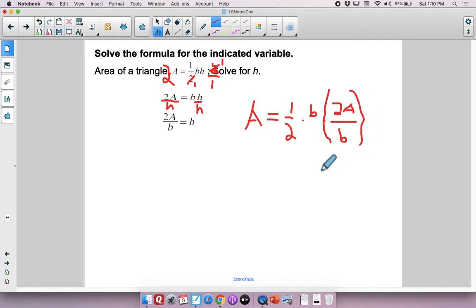But now what? What's going to cancel here? B, b, 2, and this denominator of 2. And what do we have left? A equals a. Check, check. How nice is that? So again, really important you check. That's what's going to take you from being good to great.